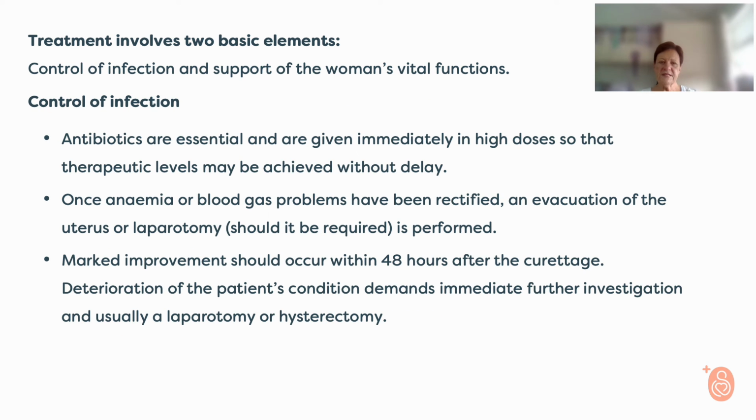Now, the treatment of these cases usually involves two big basic elements, namely the control of the infection and the support of the woman's vital functions because of the influence that the infection might have on her body. So for the control of the infection, obviously antibiotics are essential and are given immediately in high dosages as soon as possible. And then once anemia or blood gas problems have been rectified, the uterus should be evacuated. The fetus that is causing the sepsis should be removed as quickly as possible.